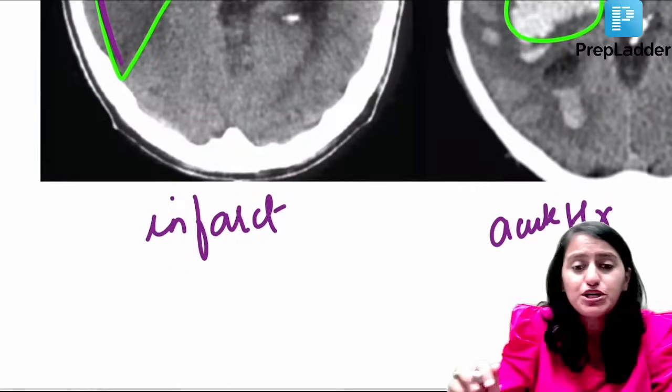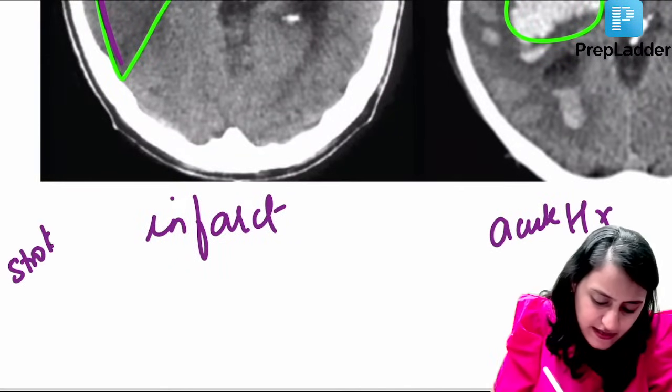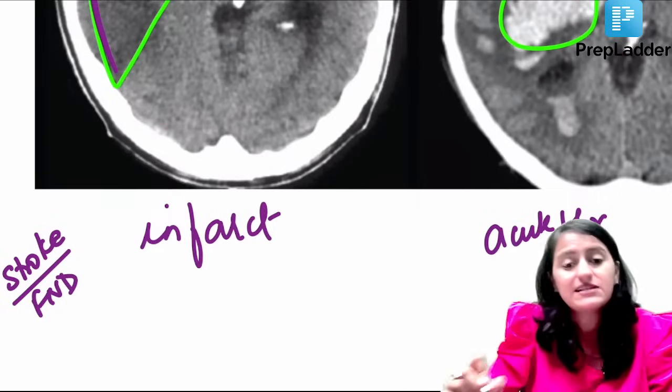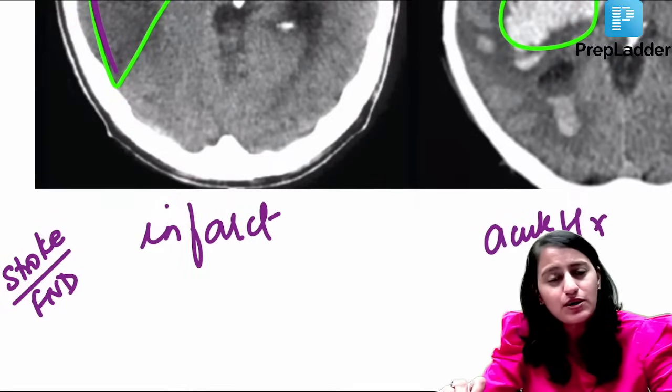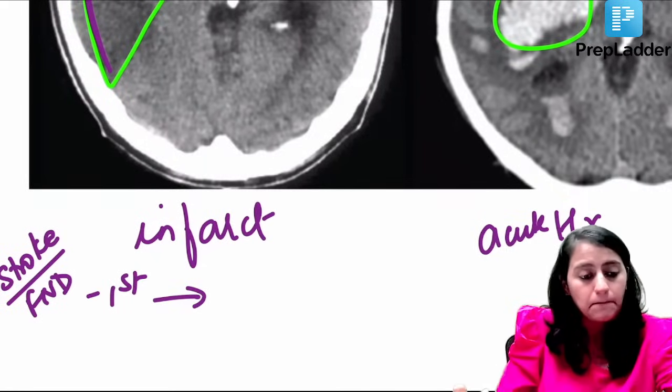Okay, so what do you do in a patient of infarct or acute hemorrhage? Basically, both of these come under stroke. Focal neurological deficit. Patient cannot walk, patient cannot speak. What is the first investigation that you do in that case?